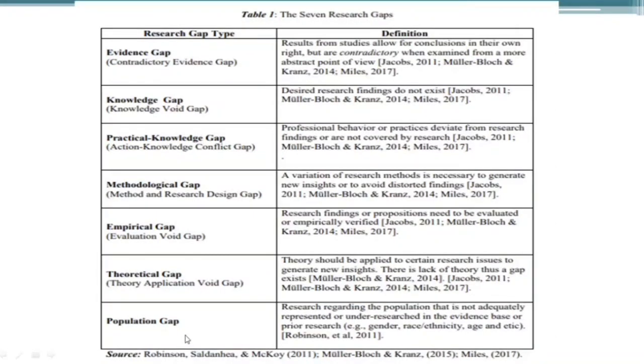And the next is the population gap. So the population gap means when the research does not adequately represent a particular community or population. So it may include the type of gender, the type of race or ethnicity, and the type of age group. So if, for example, a particular topic or research has been carried out in a particular race or ethnicity or age group, then there is a need to study that particular topic with respect to other communities or ethnicities as well, in order to understand the phenomenon in a broader way as to how it differs from community to community. So this is called a population gap. So this was all about the 7 types of research gap that has been given by Miles in 2017.